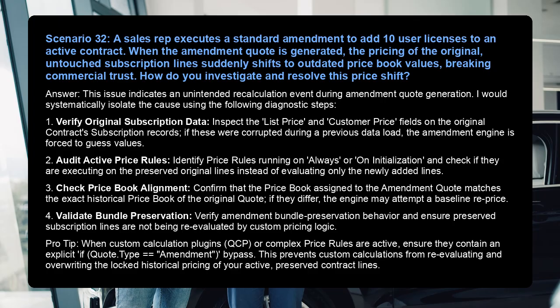Answer: this issue indicates an unintended recalculation event during amendment quote generation. I would systematically isolate the cause using the following diagnostic steps. 1. Verify original subscription data. Inspect the list price and customer price fields on the original contract subscription records. If these were corrupted during a previous data load, the amendment engine is forced to guess values. 2. Audit active price rules. Identify price rules running on always or on initialization and check if they are executing on the preserved original lines.